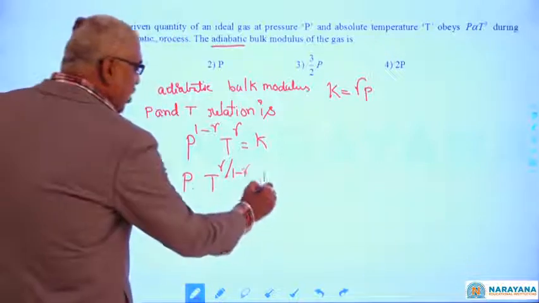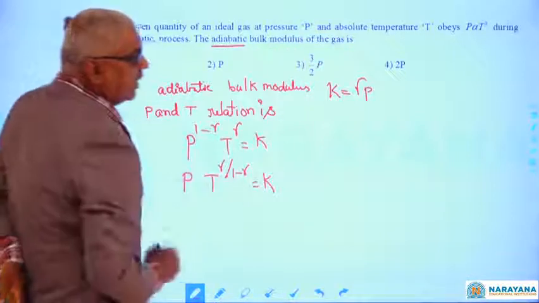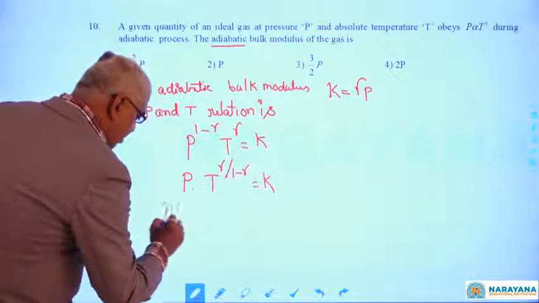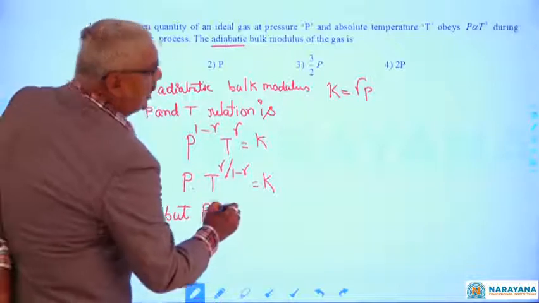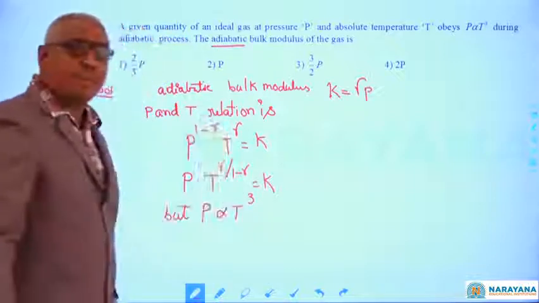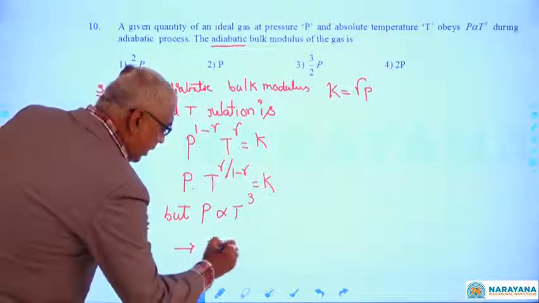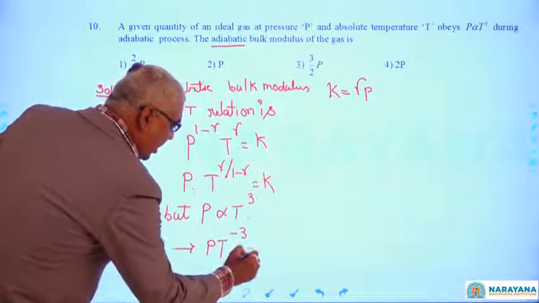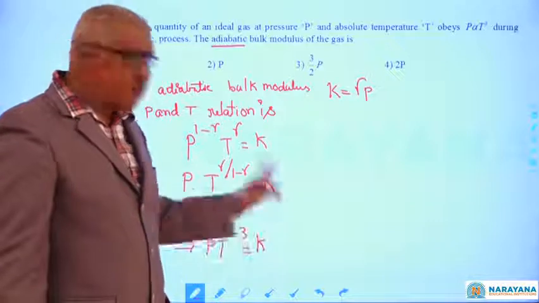Now this is the relation you will be having. What is the condition you are given? P proportional to T cube you are given. This I can write as P T to the power of minus 3 equal to constant.